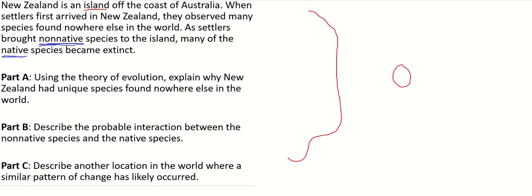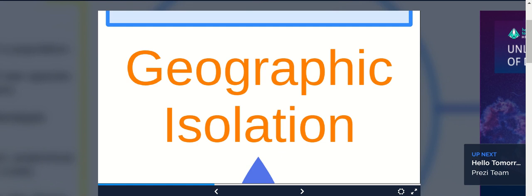Okay, part A, using the theory of evolution. So you've got to use something about evolution. Explain why New Zealand has unique species. Okay, well, we learn that evolution is the change in allele frequency, ultimately leading to new species. So that theory attempts to explain why we have new species.